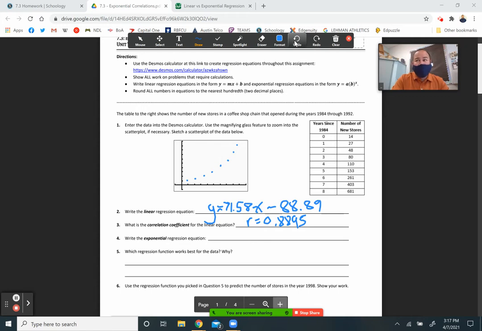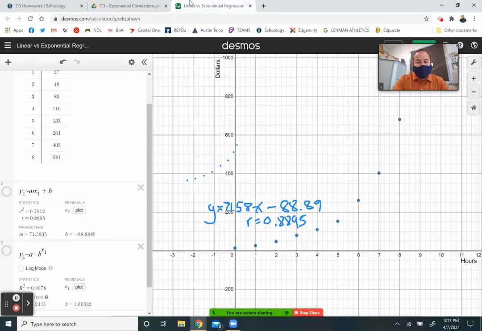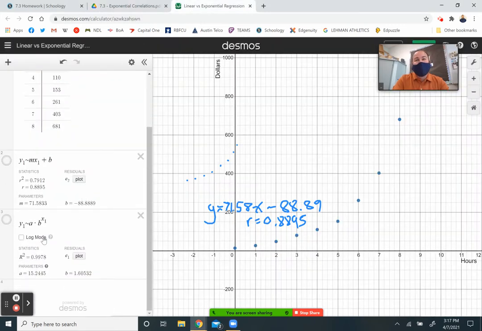Not super strong, but pretty strong, right? 0.889. That's pretty close to 1 based on what we learned on Monday. So pretty strong. Let's take a look at the exponential one, and let's put that one together. The exponential one is also given to you right here. Okay. Y equals a times b to the power of x. They just don't use the parentheses like I do, but I like to use the parentheses, like I said.